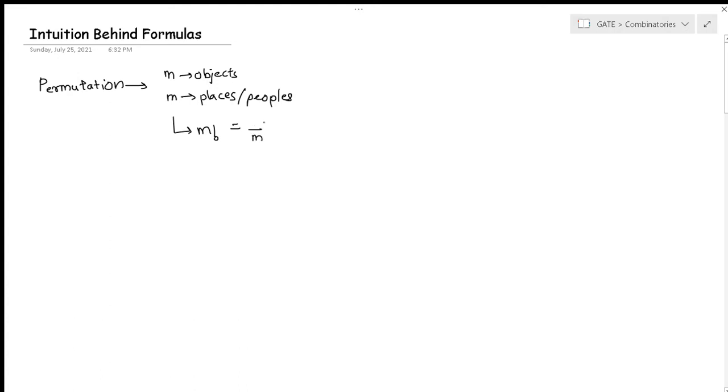Now if I fix one person over here, I will be left with m minus one people, and for the second position, I will have m minus one choices. Now I fix two people, so I am left with m minus two people, and for the third position, I will have m minus two choices, right? So on and so on, and the last will be one, which is nothing but m factorial. I hope we are clear till this.